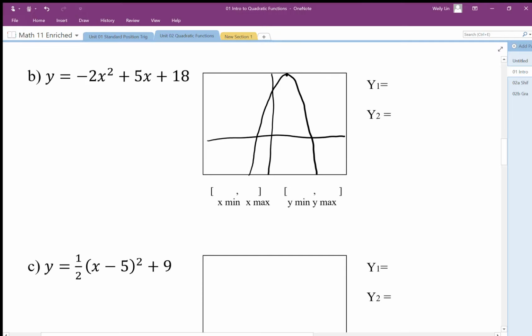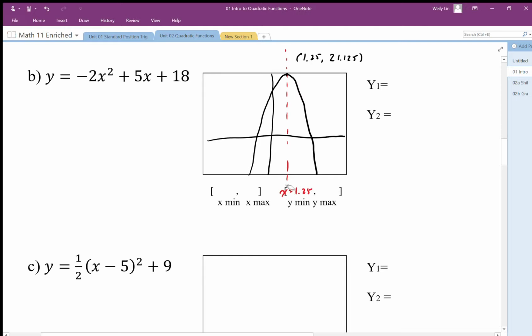So the location of that vertex is going to be at 1.25. And the y-coordinate is 21.125. Okay, so there's my x and y-coordinate. The axis of symmetry is going to be where that x-coordinate of the vertex is, so x equals 1.25.